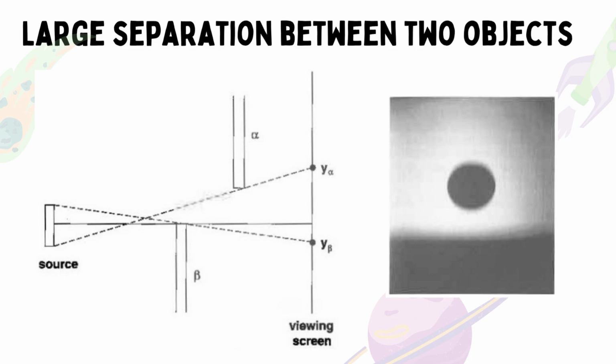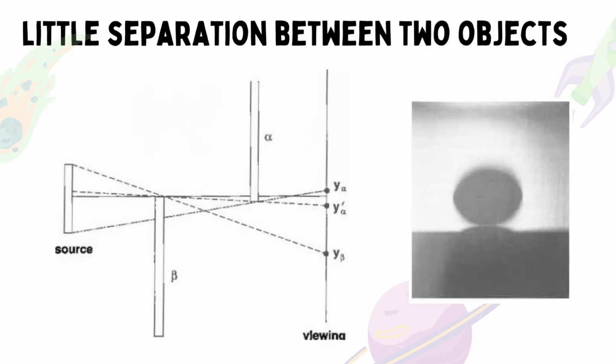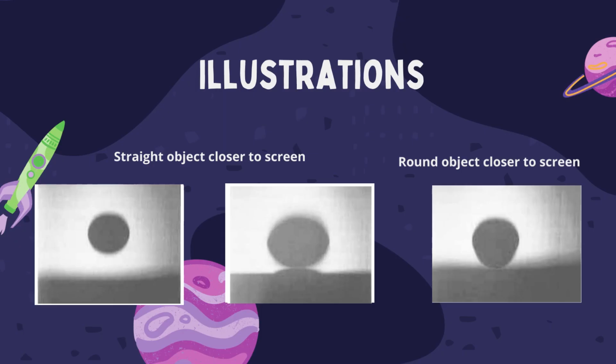This is what happens when the two objects lie far from each other, and this is what happens when they lie closer. Summing up, when an extended light source such as the sun illuminates two objects such that their shadows lie close to each other, such that the penumbras of the two shadows overlap, the shadow of one of the objects appears to bulge out towards the shadow of the other. This is called the shadow blister effect. Here we see that the object closer to the screen has its shadow bulged towards the shadow of the other object.